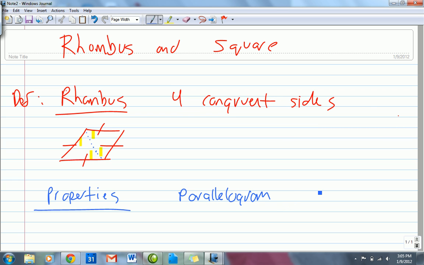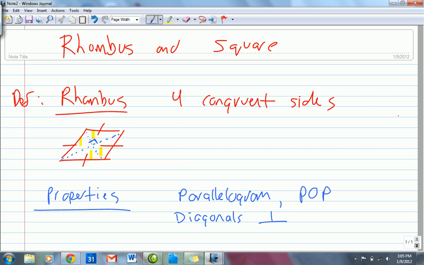So therefore it has all the properties of a parallelogram, which include opposite sides congruent, obviously, opposite angles congruent, the diagonals bisect each other, and consecutive angles are supplements. In addition to that, we have one other neat thing that happens with the diagonals, really two things. First of which is the diagonals are perpendicular. The diagonals themselves are not congruent. They do bisect each other because that's a property of a parallelogram, and a rhombus is a parallelogram. But the diagonals are perpendicular, and that's a property.